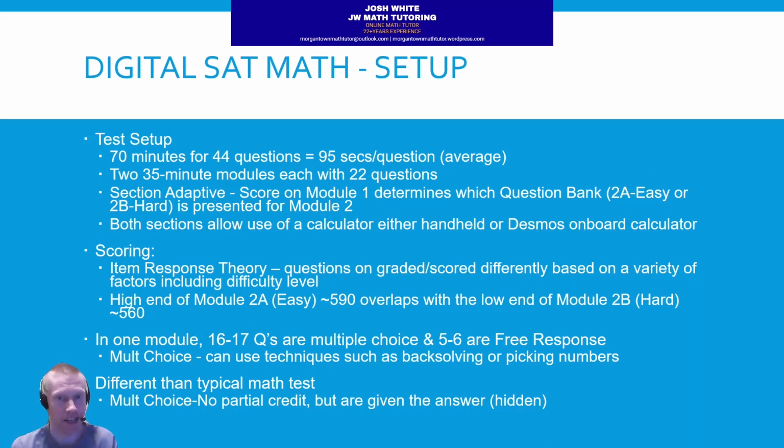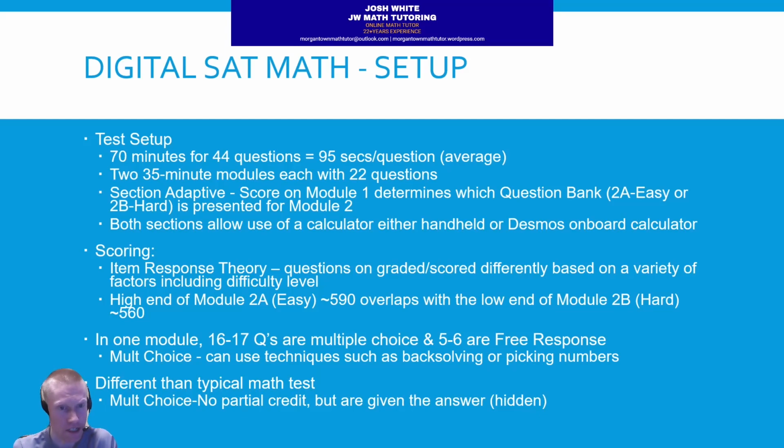Now, let's talk about the setup of the math sections for the test. So basically, you have two modules. Each module has 22 questions, and you have 35 minutes to complete each of those modules. So in total, you're looking at 70 minutes for 44 questions. That comes out to about 95 seconds per question on average. So you have a little bit more than a minute and 30 seconds.